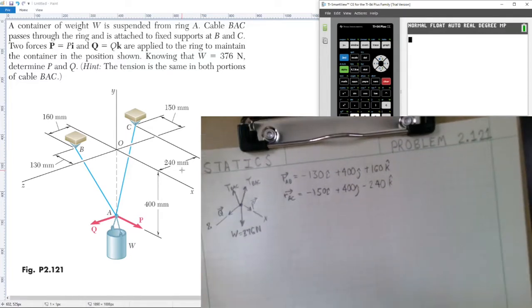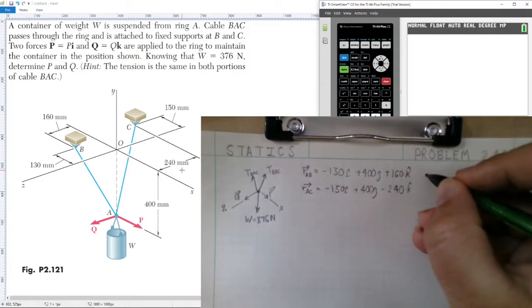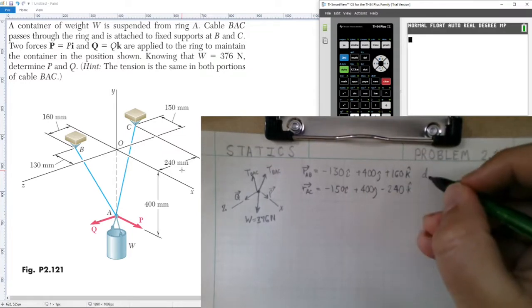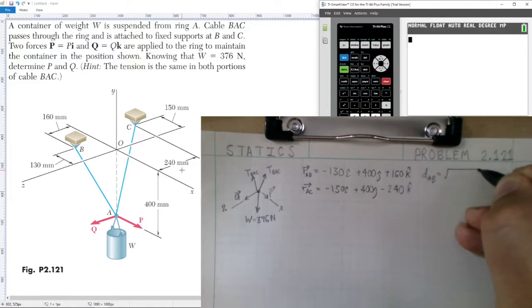Now I'm going to go ahead and calculate the distance for each one of these position vectors by doing the magnitude calculation. So distance AB, we're going to calculate that. We know that's going to be the square root of these components squared and added together. So it would be negative 130 squared plus 400 squared plus 160 millimeters squared. So that distance we know now, we can calculate it.